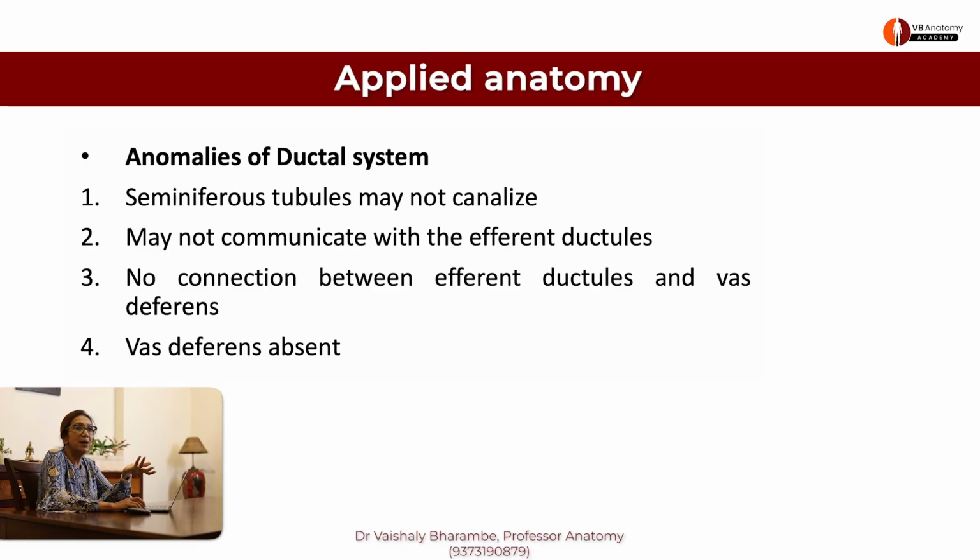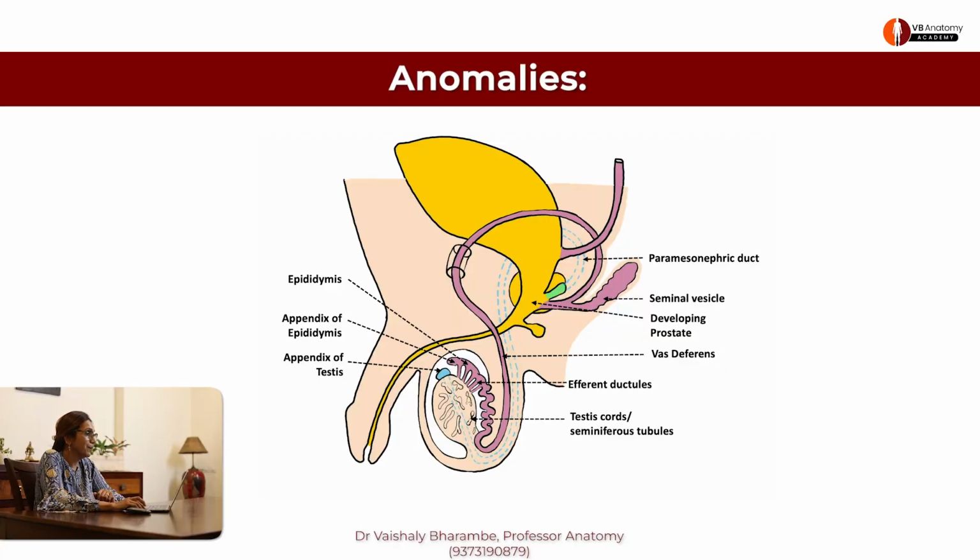Finally, there can also be anomalies of the male reproductive system per se, such as seminiferous tubules may not get canalized. The efferent ductules may not communicate with seminiferous tubules. Efferent ductules may not connect with vas deferens. There may not be a development of vas deferens. Okay, all this can happen. Come, take a look. So this is the normal anatomy, and now I'm going to remove the labels and show you what can go wrong.